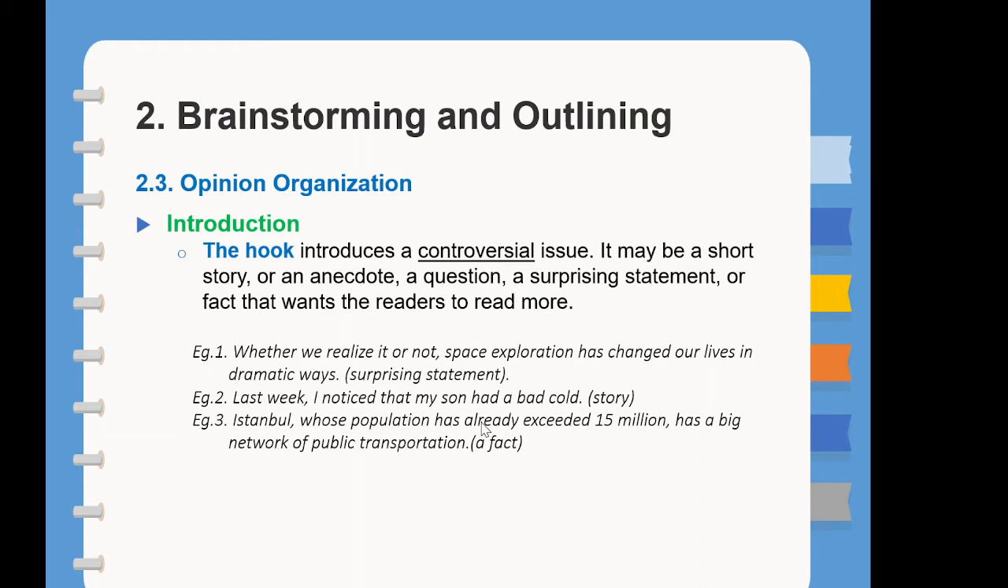Istanbul, whose population has already exceeded 15 million, has a big network of public transportation. This is a fact about Istanbul. An example: some Canadians may think that the death penalty is an appropriate punishment.